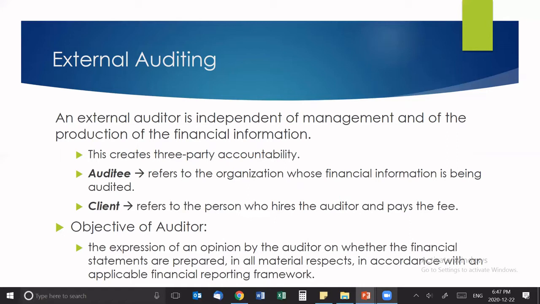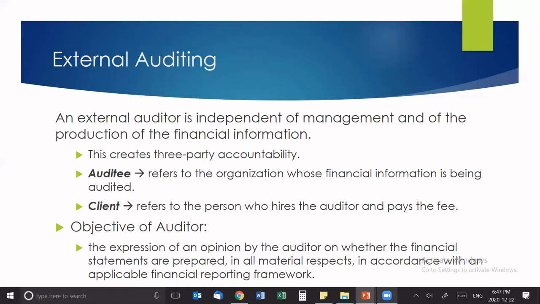Usually the client and the auditee are the same when it's just a corporation or organization that wants the audit because the bank is asking for an audit. So your client will be the corporation, and the auditee would also be the corporation. A time when this is different is when there's a parent company, and the parent company is the client who hires the auditor and pays the fee, and then the subsidiary companies are the auditee, the organization whose financial statements are being audited.